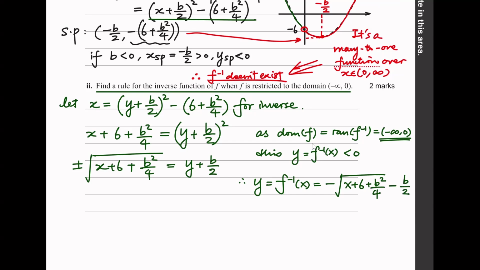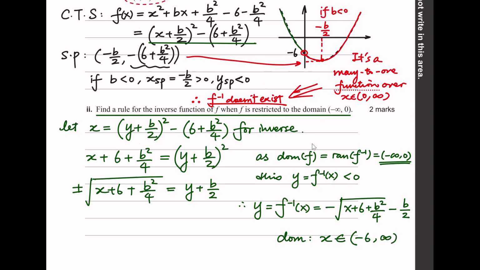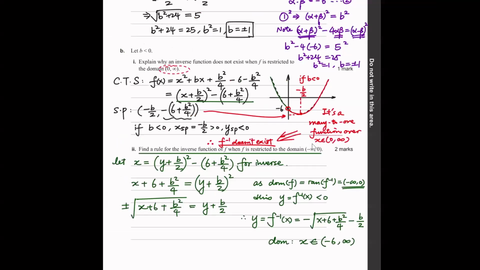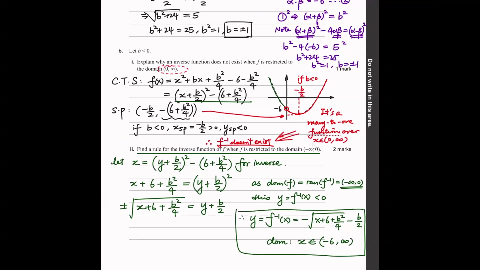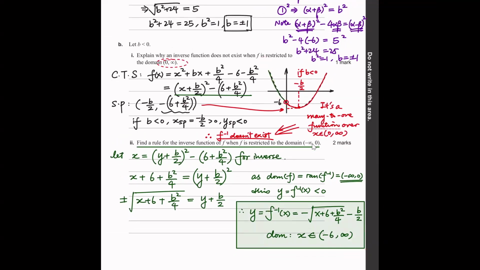And the domain restriction should be, let's say, x belongs to minus 6 to infinity, okay? Because if you look at the diagram we just drew above, it's starting from here to here, okay? Yep.